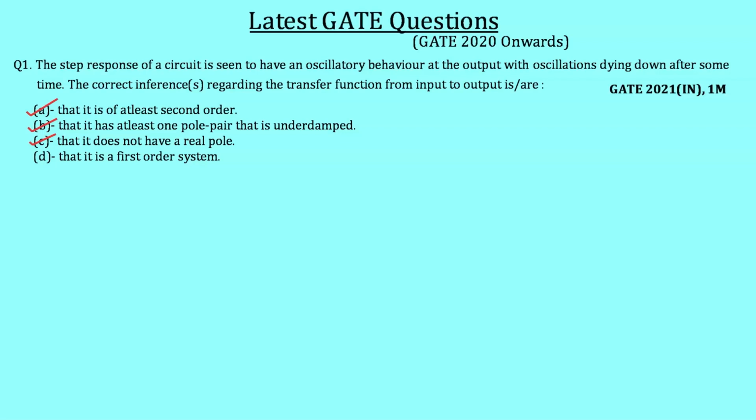As given in the question, the step response has oscillations which die out after some time, and this is possible only when we have a complex conjugate pole pair. In other words, the system is underdamped.